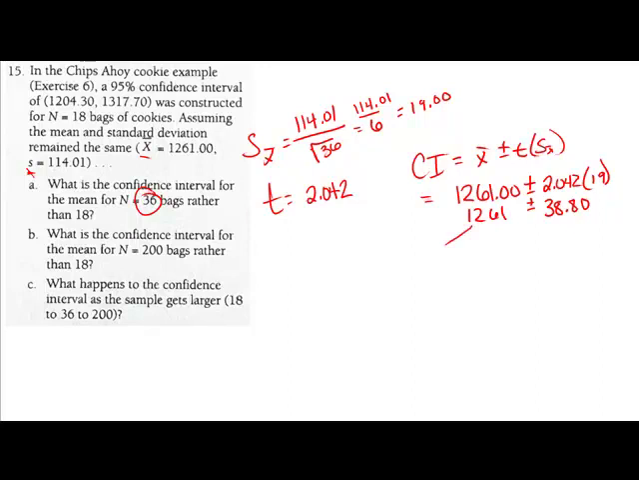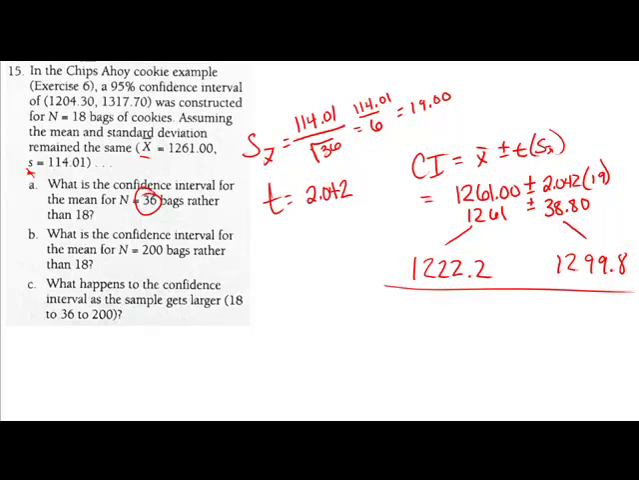We've got two values to compute. 1261 minus 38.80 is 1,222.2 chocolate chips, and 1261 plus 38.80. There we go. That's our confidence interval.